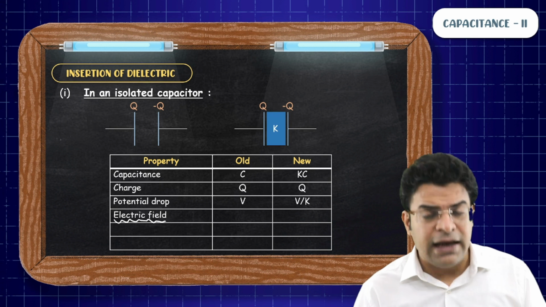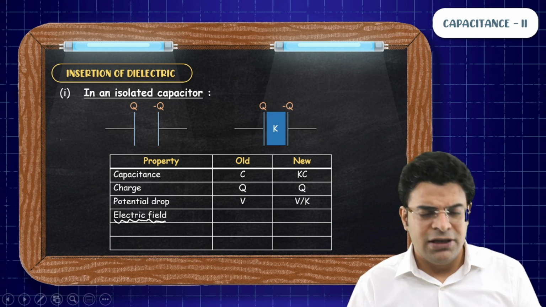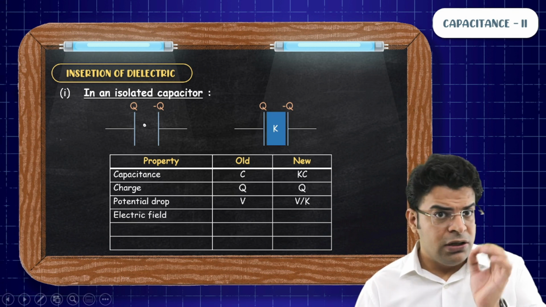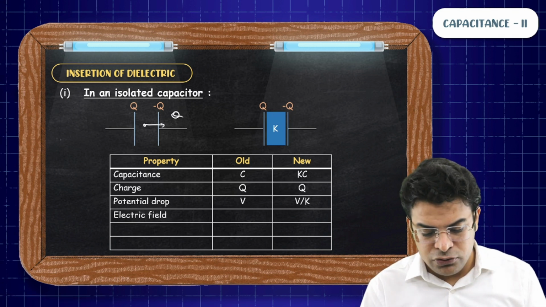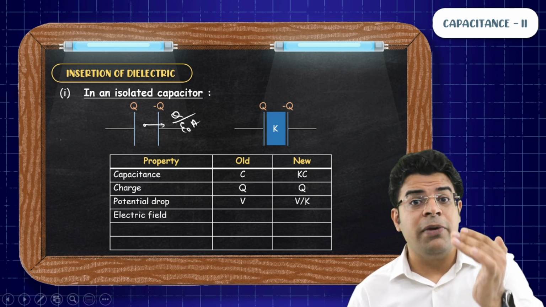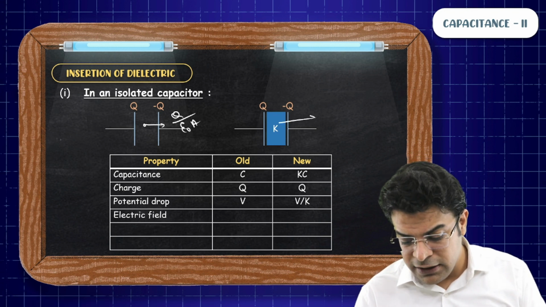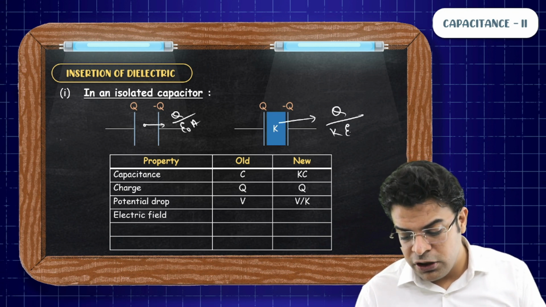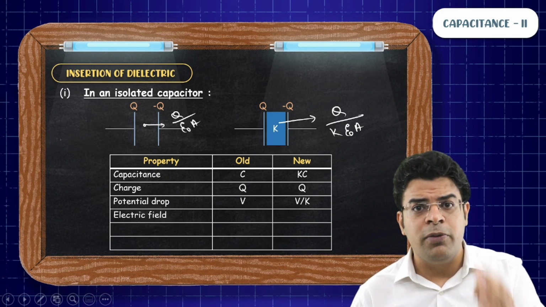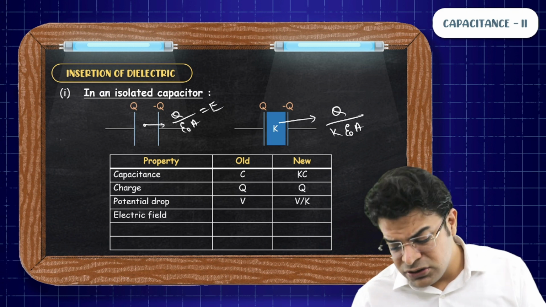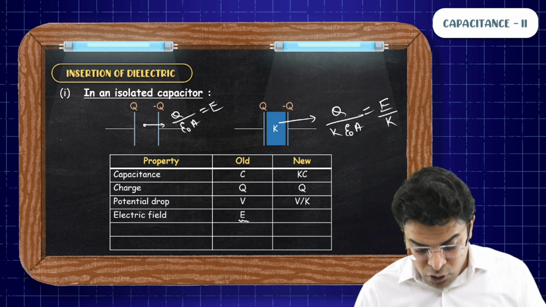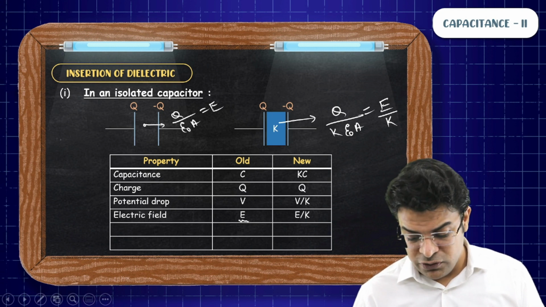What happens to the electric field in the region between the plates? Sir, we already know that in the absence of a dielectric medium, the electric field equals Q upon epsilon naught A. But once you have placed a dielectric material, the field becomes K times weaker. So the new electric field between the plates has to be Q upon K epsilon naught A. If the original strength of the electric field between the plates was E, the new strength will be E by K.